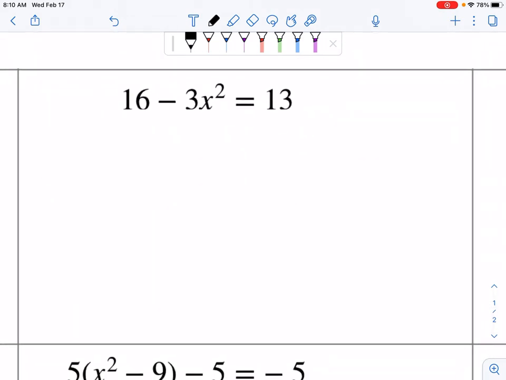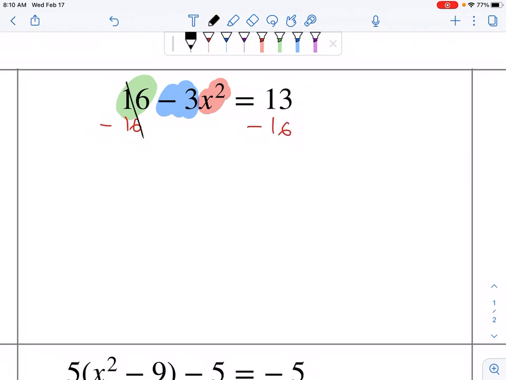Okay, so again, this squared is attached to this x. I need to move the 16 and the negative 3. The negative 3 is multiplying. The 16 is adding. So I need to get rid of whatever's adding or subtracting first. So I'm going to get rid of this 16 first by subtracting it.